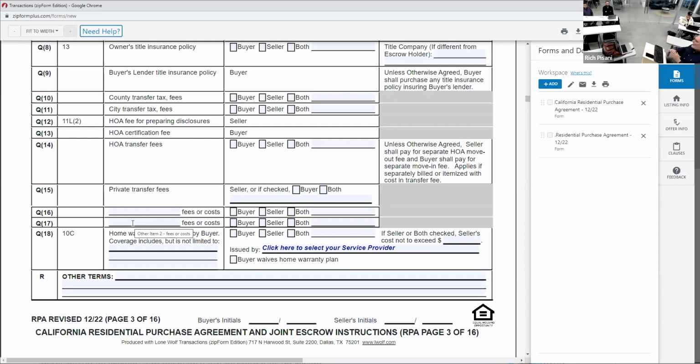Or say there's a deck that needs to be repaired because of termite or dry rot, and you put it in the RPA. Then it has to be done in order for it to be cleared, when your buyer maybe was planning on demolishing the deck all along. So now somebody's going to have to pay for a repair that really isn't necessary. So don't put termite or any kinds of inspection reports.